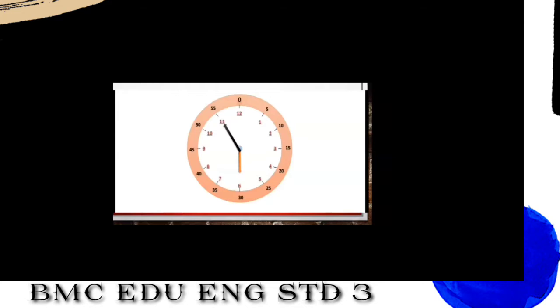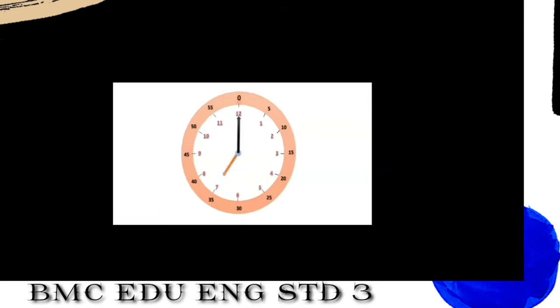Now next, it completes one round. So it's 1 hour. Completed the 1 hour. So the short hand moves forward to the next number. After 6, which number is there? 7. So it takes a complete 1 hour. Now the time is 7 o'clock.